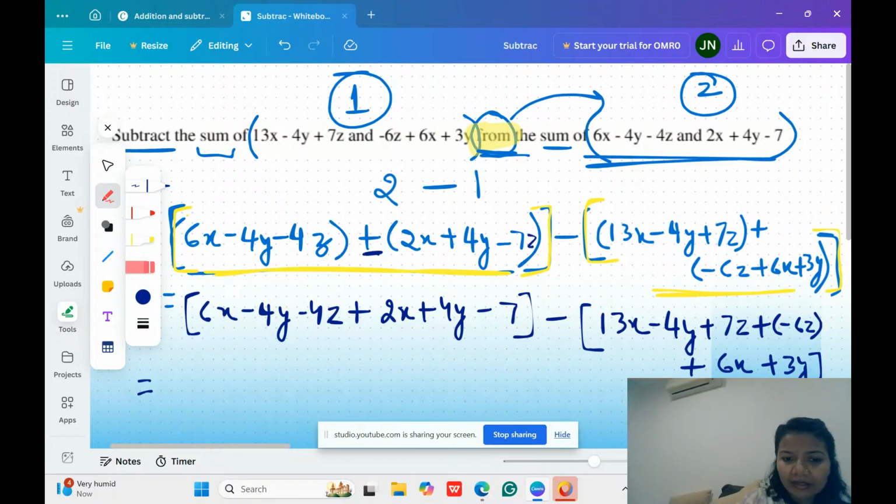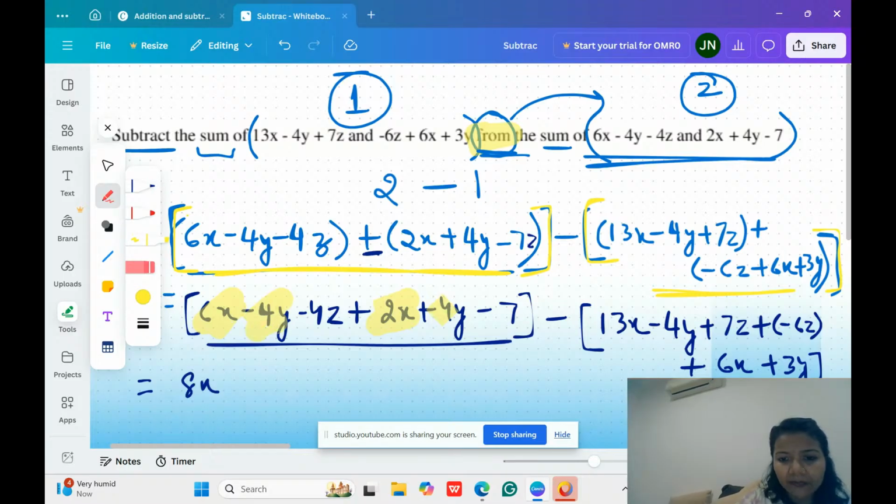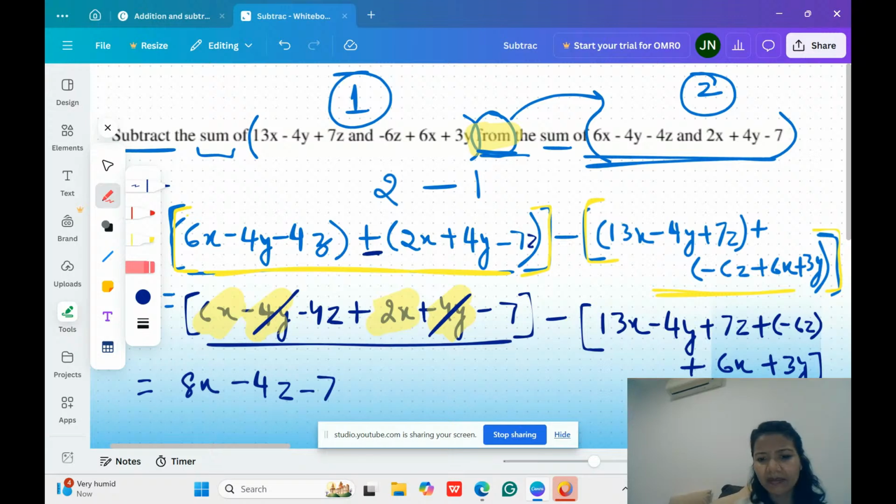And then solve this bracket first. So it will be 6x plus 2x makes 8x, negative 4y plus 4y. I believe we can cancel them because they have different signs. And then we are left with negative 7z minus 7. I think there should have been a z with 7, but it's not there, let it be. Okay, so this is the first one.